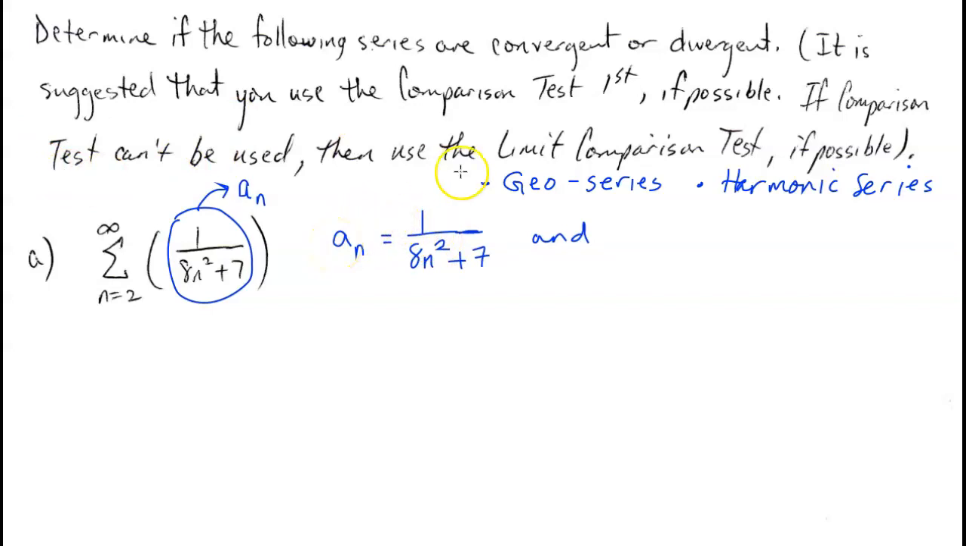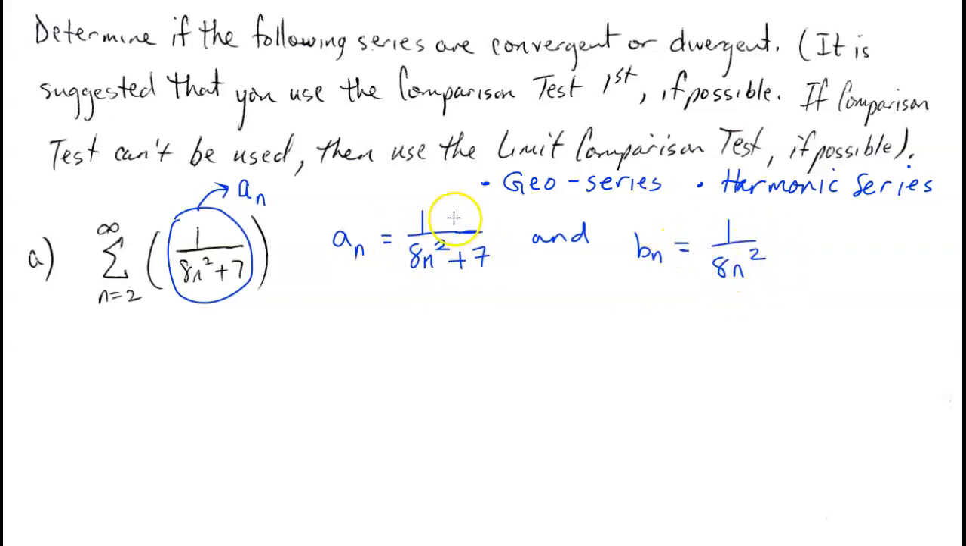And so in this case, if I ignore this plus 7 here and let b sub n equal just 1 over 8n squared, then I know that 1 over 8n squared is going to act very similar to 1 over 8n squared plus 7. Okay? Now, the only thing that's really different here is that because I have this plus 7, this denominator is going to be bigger than the denominator of just 8n squared.